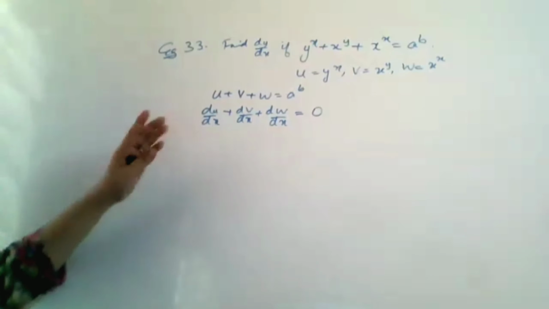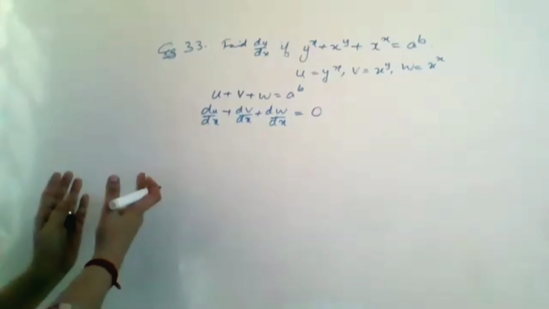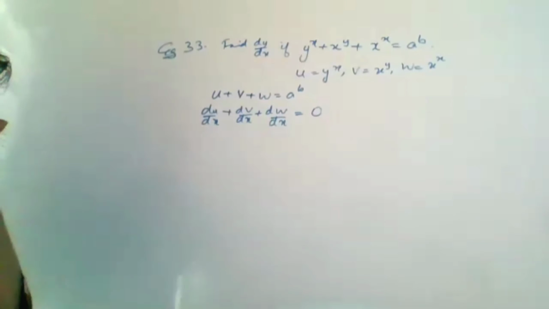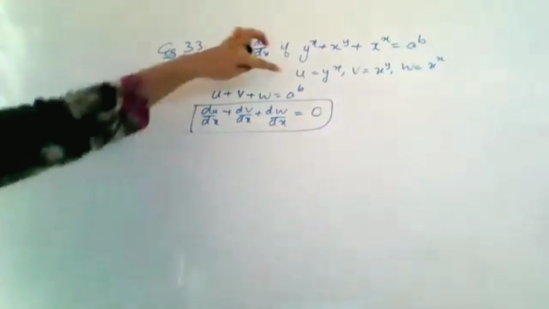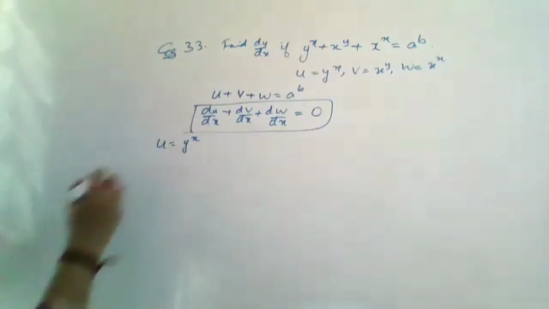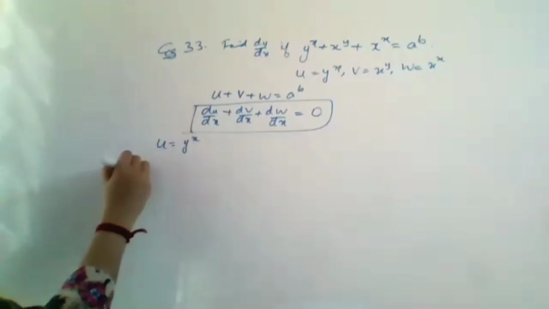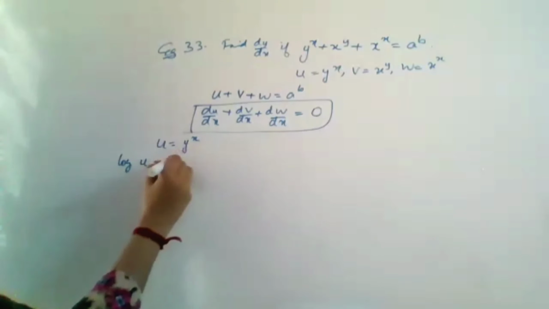While substituting, you will get dy by dx terms in all of these things, all of the three. You have to collect them and then find out dy by dx equal to. Okay, so this is the thing where we need to substitute. We will start with the first one, u equal to y raised to x. Here, taking log on both sides, you will get log u is equal to log of y raised to x, which is x log y.